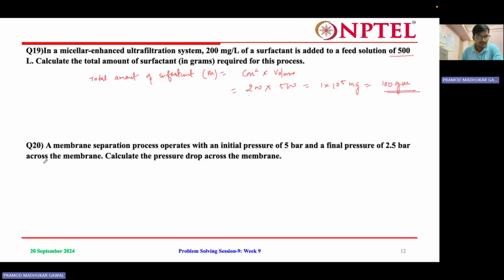Moving to question number 20. A membrane separation process operates with an initial pressure of 5 bar and a final pressure of 2.5 bar across the membrane. Calculate the pressure drop across the membrane, right? So to calculate the pressure drop, this is P initial minus P final. Delta P equal to 5 minus 2.5. So 2.5 bar.